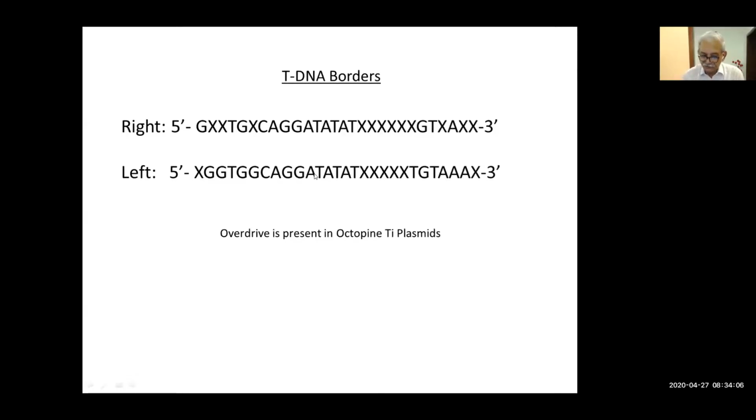And overdrive is present in octopine type of Ti plasmids. And you can pick that sequence and you can clone it in a Nopaline type plasmid to make this tDNA efficient. Okay? So this is some of the information that you essentially need to understand the Ti plasmid.